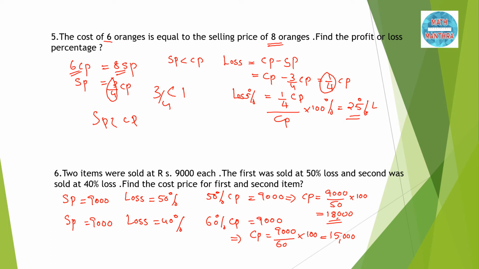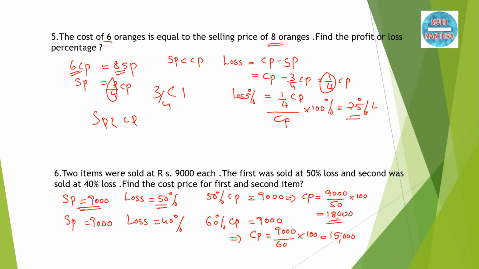Hope it's clear. Now question number 6. Two items were sold at rupees 9,000 each. The first was sold at 50% loss and second was sold at 40% loss. Find the cost price of first and the second item. So first part of the question is again very logically we can do this. Selling price is 9,000, loss is 50%. So if you are losing 50%, what should be the cost price? It should be the double of the selling price. That's a simple logic behind this question.